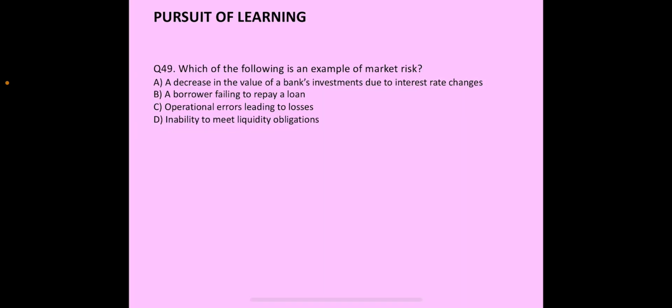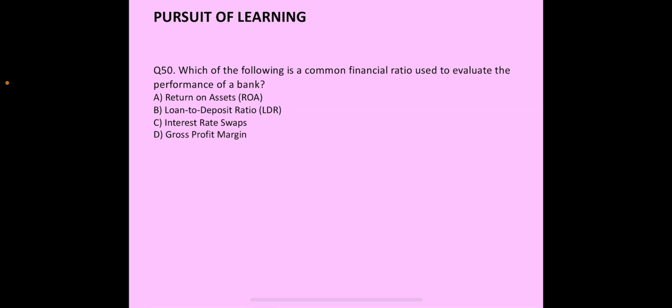Which of the following is an example of market risk? So options are: a decrease in the value of bank's investments due to interest rate changes, a borrower failing to repay a loan, operational errors leading to losses, inability to meet liquidity obligations. So the correct answer is a decrease in value of bank's investments due to interest rate changes, option A.